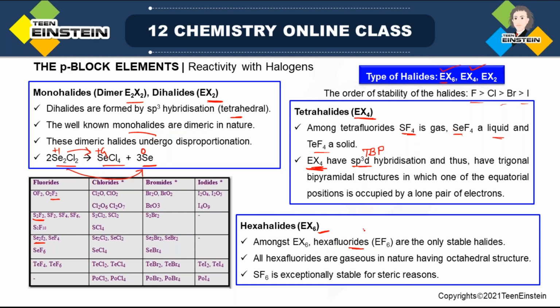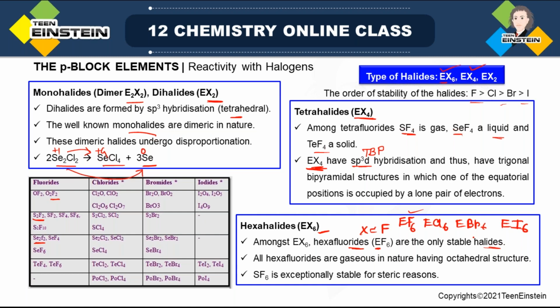Amongst the hexahalides, when X is F, keeping E fixed, EF6 are the only stable halides. That is, hexafluorides are the only stable halides. If we compare the other halides, suppose ECl6, EBr6, EI6 and EF6, keeping E fixed, you are just changing the halogen. So the meaning of the first line is that among these four, only the first one is a stable halide. Others may exist, but their stability is not very high.